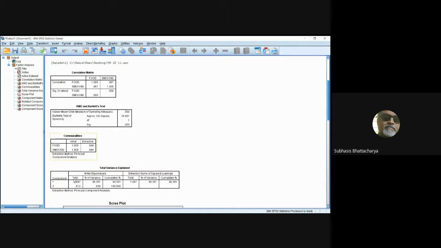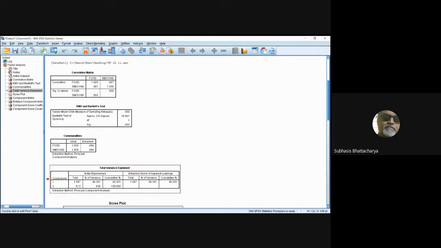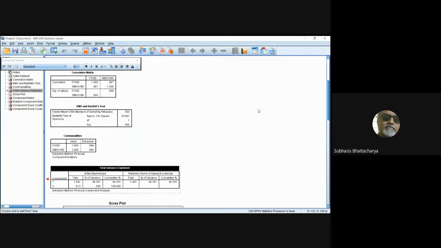What are the variables? Food and smoking. But here I am not telling these are food and smoking, because they are the combining components of food and smoking. The first component explains, by its initial eigenvalues, 99.361% of the total variability, and component 2 explains only 0.639%. So it is easy for us to consider the first component, where the percentage of variance is 99.361.